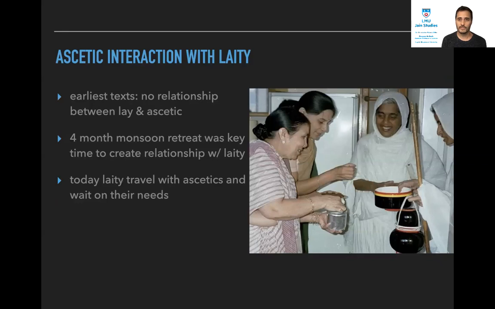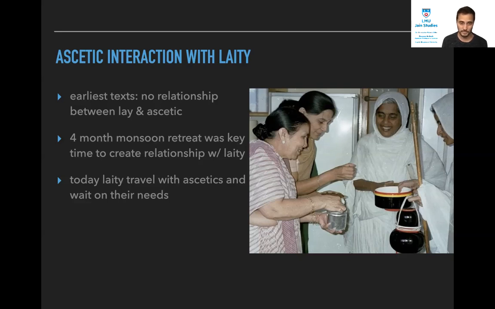The next topic I would like to cover with you is the ascetic interaction with the laity. Because in the next two lectures, we're going to look at Jain lay people, how they're different from the ascetics, but also how they're related to the ascetics, how they support the ascetics. In the earliest texts, as Dundas points out, there is no relationship between the lay and the ascetic person. Instead, the ascetics are out on their own, on the fringes of society, isolated, maybe together as ascetics, but they're not working closely with the lay community for substantial support, as they will later in the classical, medieval, and contemporary period.